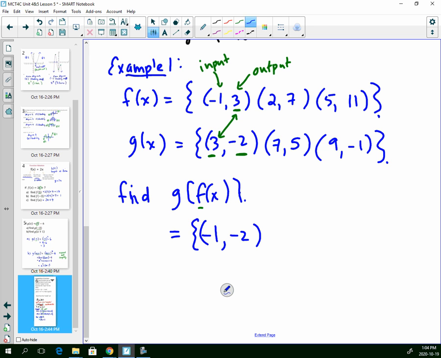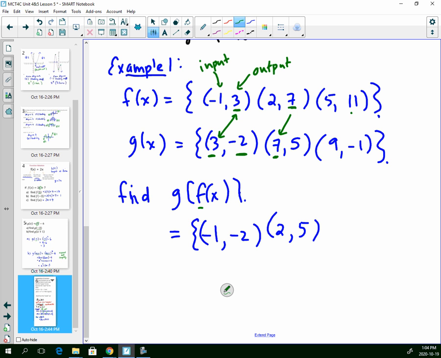And then I go to the next point. The input is 2, the output is 7. I look at g of x and see if there's a 7. There is. And then the final answer is 5. So starting with 2, output was 7, which becomes the input in the next point, and then the final answer is 5. And then I go to the next point.